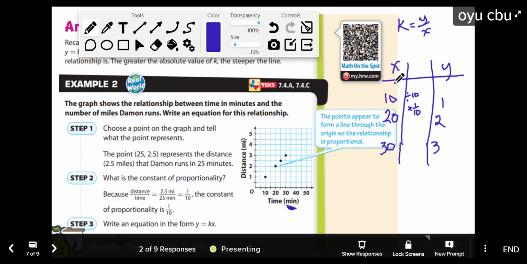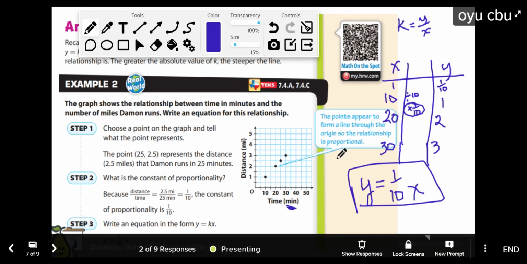So in 1 minute, he would have done 1/10 of a mile. In 2 minutes, 2/10 of a mile. 3 minutes, 3/10 of a mile. 10 minutes, 1 whole mile. Do you see where that's coming from? So we took information from the graph to make our constant. Can we put it into an equation? Y is equal to, what is K? The 1/10 X. There's our equation. So we went from a graph to a table to an equation.